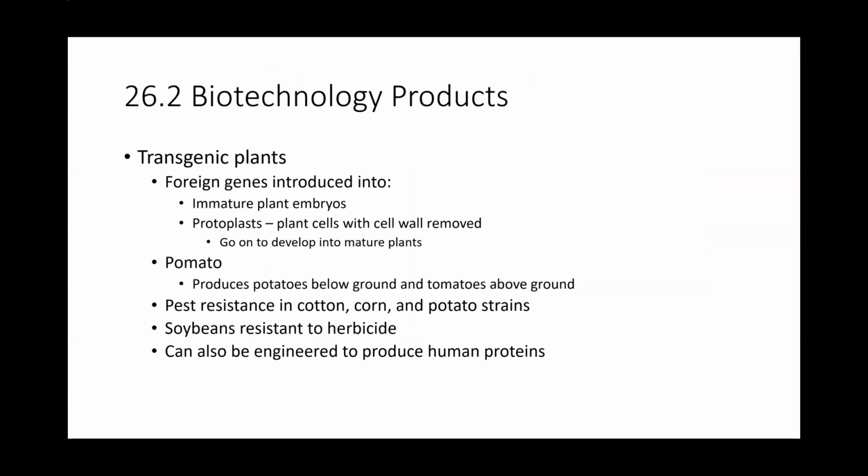We also have transgenic plants. So transgenic plants are plants that have had foreign genes inserted into them. And these are typically inserted into the plant embryo. Once that happens, the plants are grown and they're going to have unique characteristics. So examples, we have pomatos. Pomatos are plants that produce potato below the ground where the roots would be, and then they produce tomatoes above the ground. So this allows us to produce two plants in an environment where normally only one plant would grow.